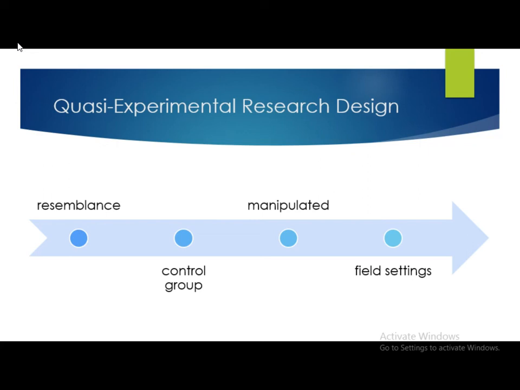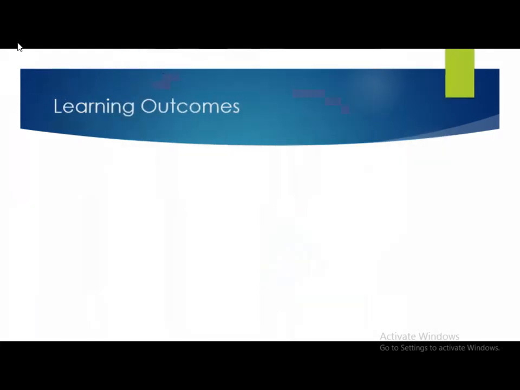The independent variable is manipulated before calculating the dependent variable, and so the directionality problem is eliminated. Quasi-research is used in field settings where random assignment is either irrelevant or not required. So these are the three types of experimental research design: pre-experimental, true experimental, and quasi-experimental research design.